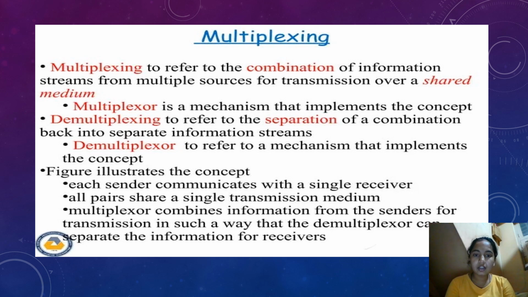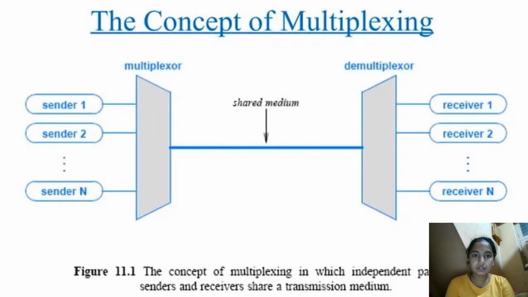The figure illustrates the concept. Each sender communicates with a single receiver. All pairs share a single transmission medium. The multiplexer combines information from the senders for transmission in such a way that the demultiplexer can separate the information for the receivers. This is the concept of multiplexing.